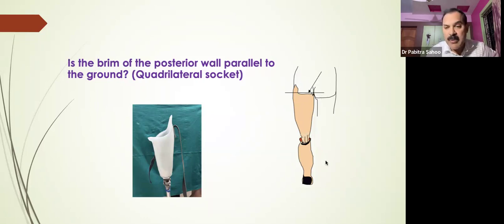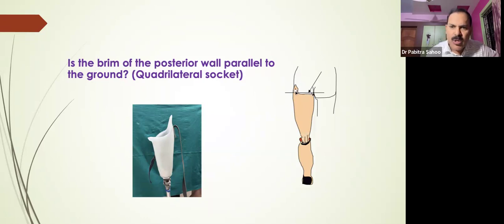So what is the advantage of this? In the sagittal plane the socket is in 5 to 10 degrees of flexion, but in the coronal or frontal plane it must be very balanced. It should be parallel. If there is a tilt to the medial side, even 5 degrees deviating from the horizontal, it impinges on the perineum. It causes pressure over the ischiopubic rami, causing pain and discomfort while using the socket.